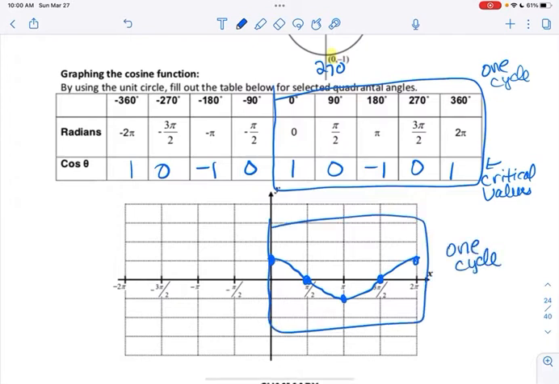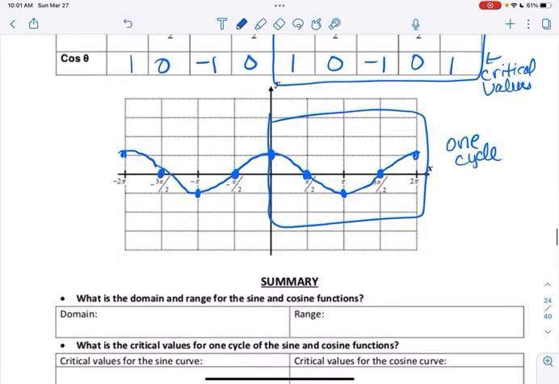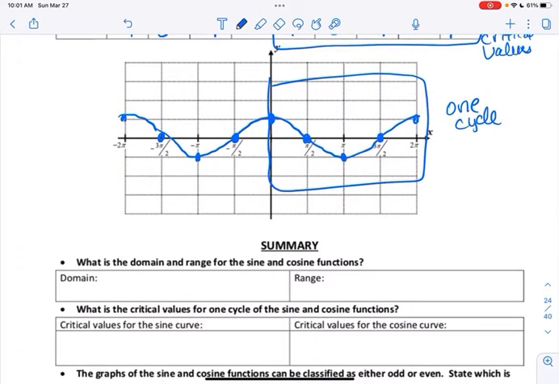I'm going to put the negatives on my graph also just so you can see them. Okay, and that is my cosine graph. So you can see my domain is from negative pi to pi. My range, my lowest value is -1. My highest value is 1.